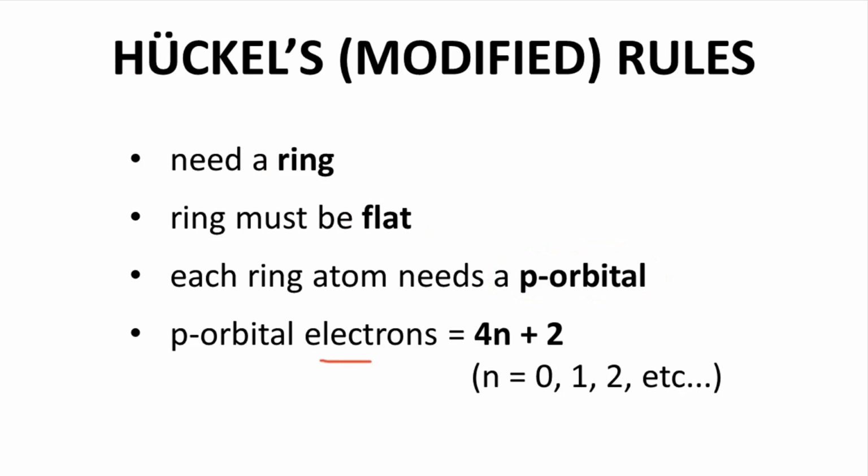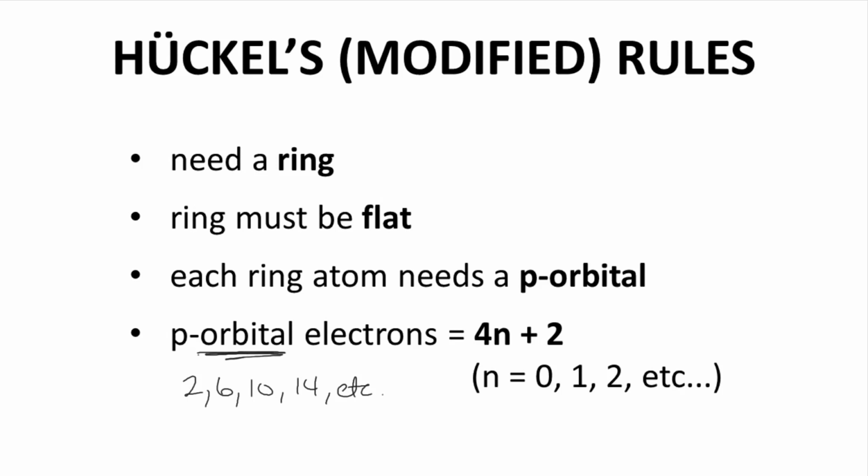Fourth, the number of electrons in the p orbitals in the ring, when set equal to this equation, 4n plus 2, must solve for n with a value of 0, 1, 2, etc. Integer values. This is such a verbose item, so let's simplify it as much as possible. In practice, the number of electrons needs to be 2, 6, 10, 14, etc. That's the number of electrons in your p orbitals.